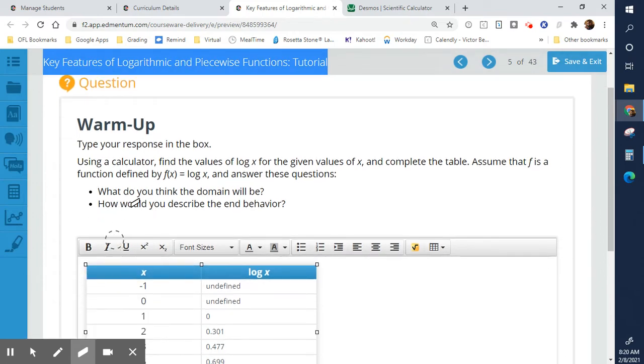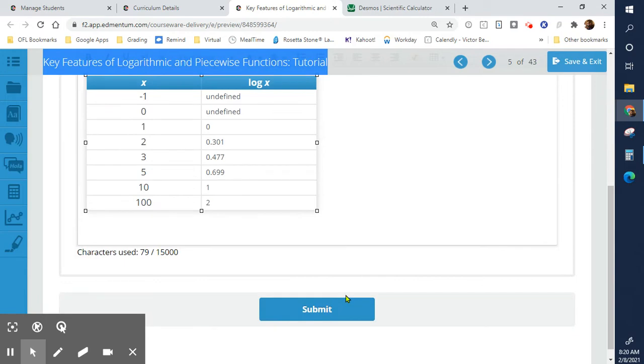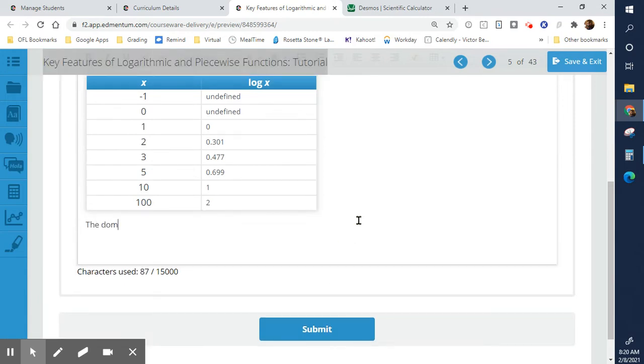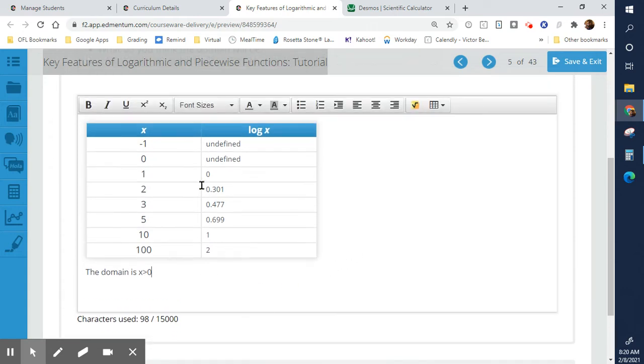It was asking, what do you think the domain should be? Well, I can see here that the domain is x is bigger than 0. X is greater than 0, because 0 doesn't work, but the other numbers do.